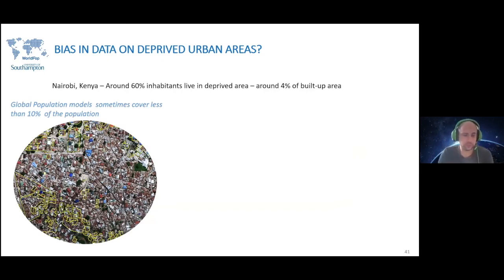If these building footprints were almost fully accurate, they would tremendously help the issue of population mapping in these areas, and mostly in deprived urban areas, and we need the population. Especially if we know, for example, that in Kenya, in Nairobi, 60% of the city's inhabitants live in deprived urban areas, but in terms of geographical space, they take 4% of the built-up area. So the density there is extreme, both the population and the building density. But the global population models that I was talking about sometimes cover less than 10% of the population.